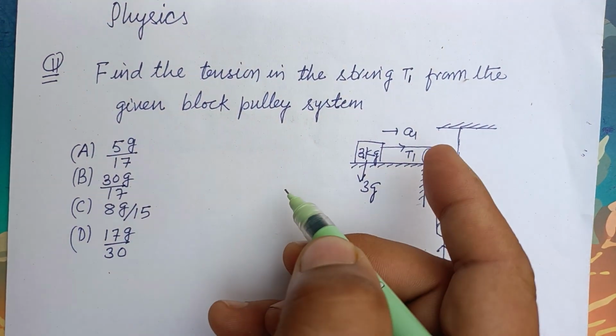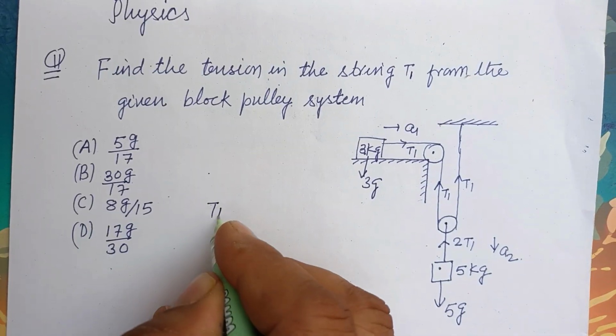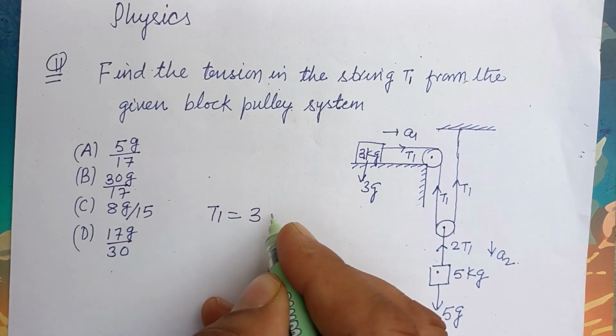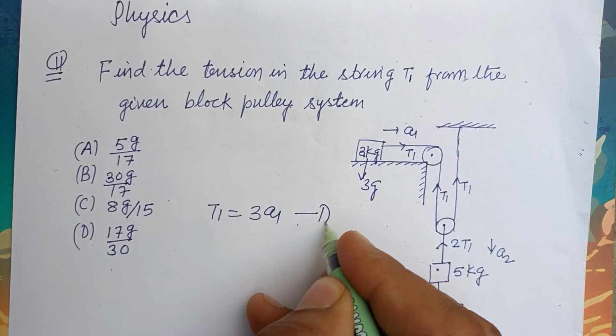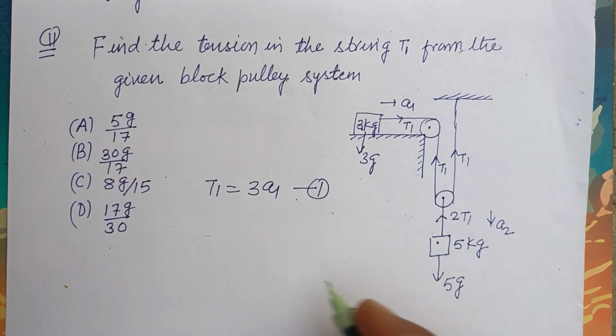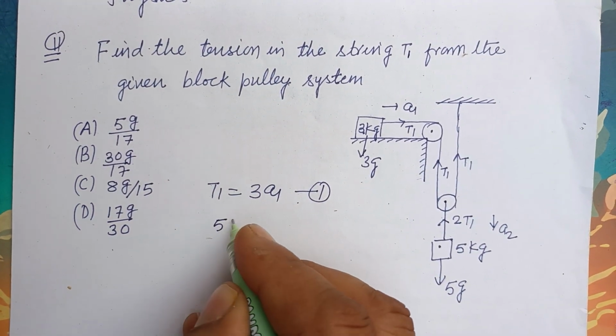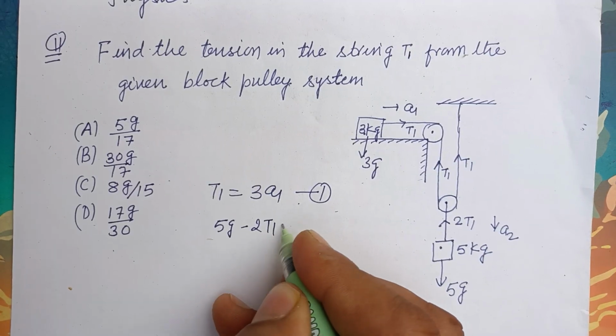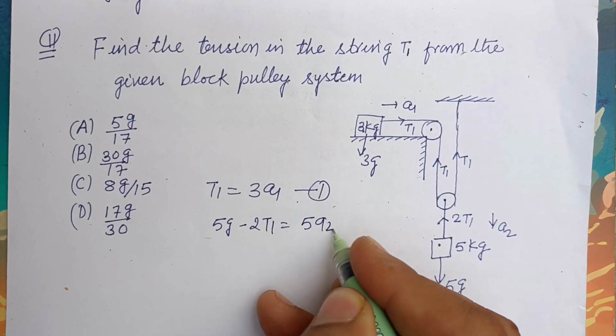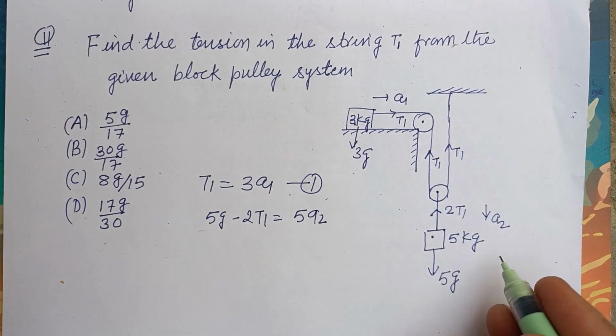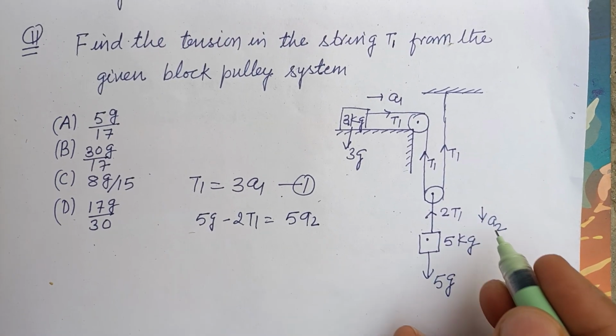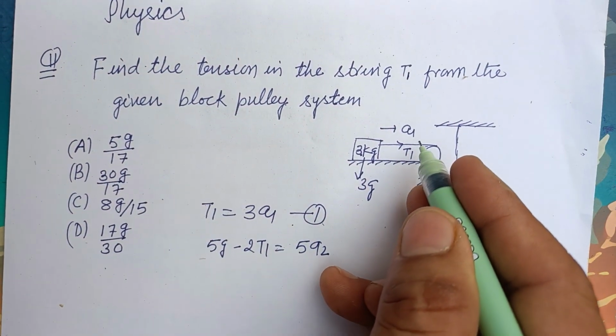So tension in this T1 equal to 3 into A1. This is first, and for this block 5G minus 2T1 equal to 5A2. This is moving in downward direction with acceleration of A2 and this is moving in this direction with acceleration of A1.